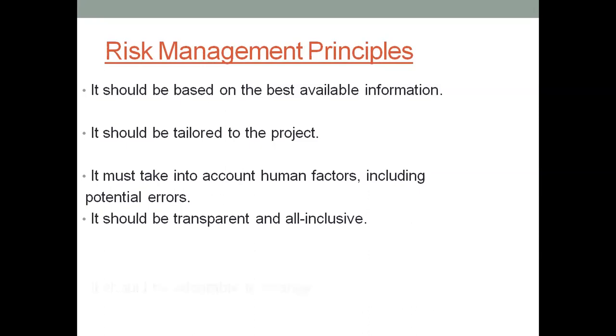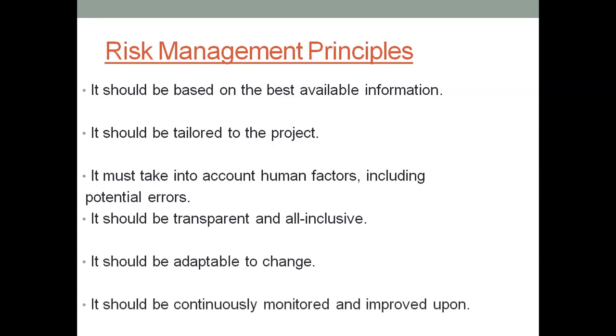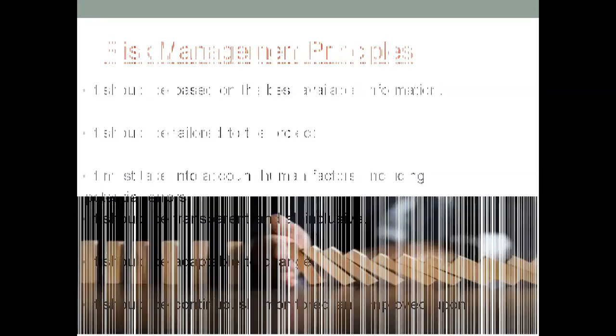Risk management strategy should be adaptable to change. So whenever there is a change, it should also change according to the requirement. Suppose a new risk may take place due to a changing environment. That should also be taken care of. Last, it should be continuously monitored and improved upon. So this risk management process has to be continuously monitored according to the current scenario, whether it's updated or not. And as soon as there is any kind of improvement possible, it should be improved.